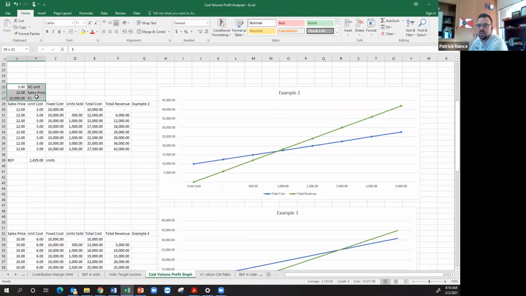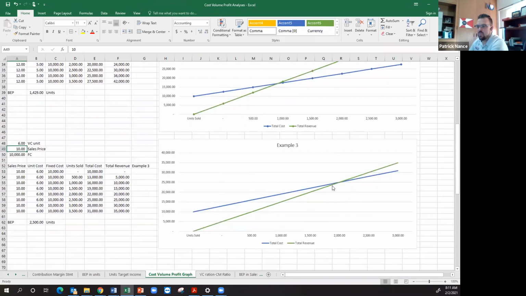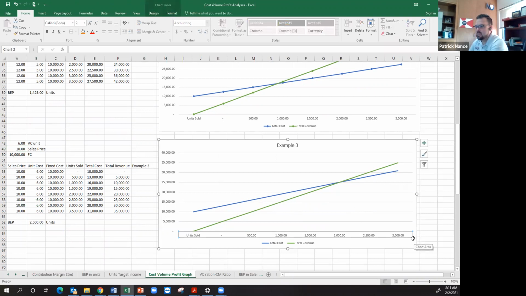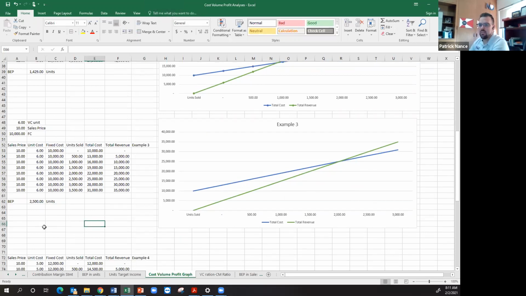What happens if my sales price goes back to 10? My unit sales price goes back to 10. My variable cost per unit is now 6, goes up to 6, and my fixed cost stays at 10,000. That shifts my break-even point over to closer to 2,500. Okay, the chart's a little messed up, but it should be around 2,500. But notice it shifts to the right when my variable cost per unit goes up.